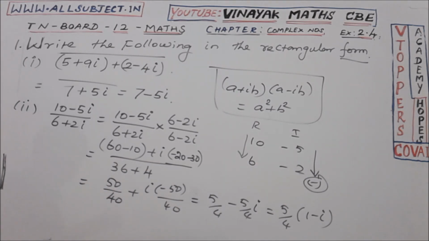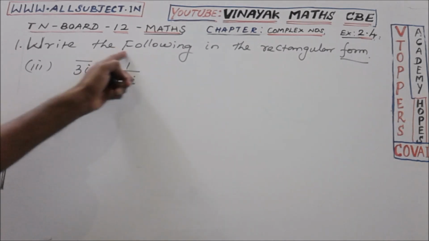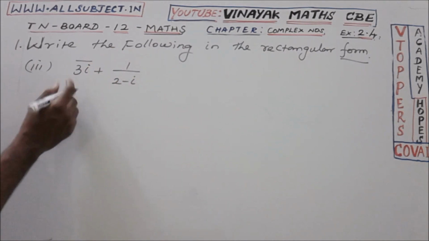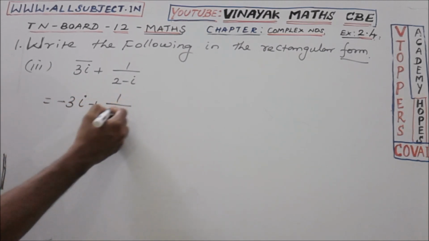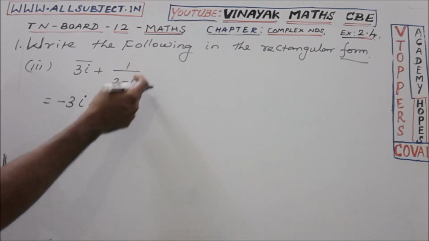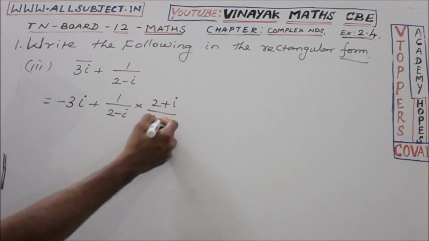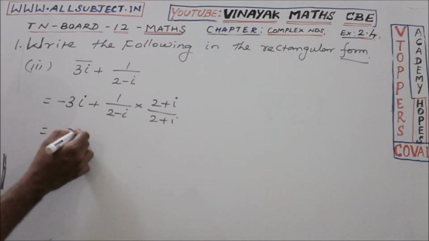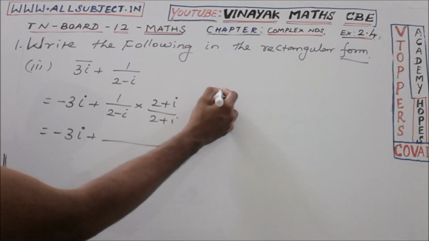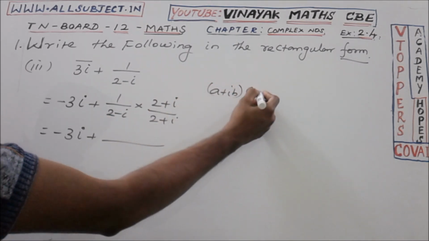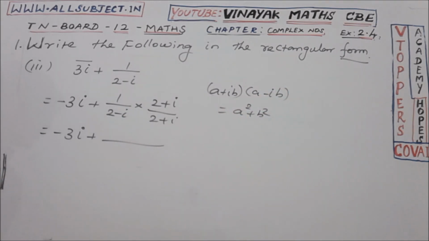Then the third subdivision is 3i bar plus 1 by 2 minus i. Here the conjugate of 3i bar is minus 3i, plus 1 by 2 minus i. This is in division, so take the conjugate and multiply numerator and denominator by 2 plus i. Which is equal to minus 3i plus the denominator in the form of a plus ib into a minus ib. Just now we learned one formula, a plus ib into a minus ib is a square plus b square. We applied it in the previous problem also.